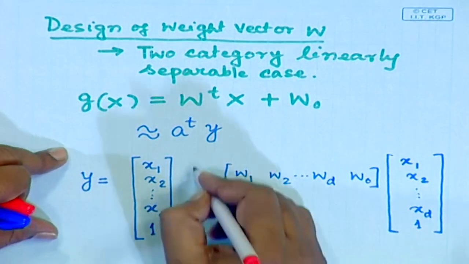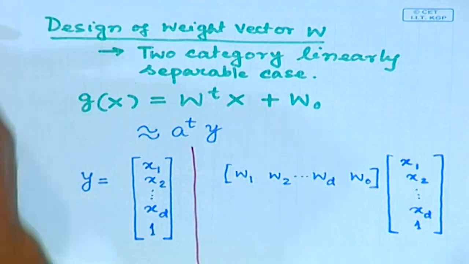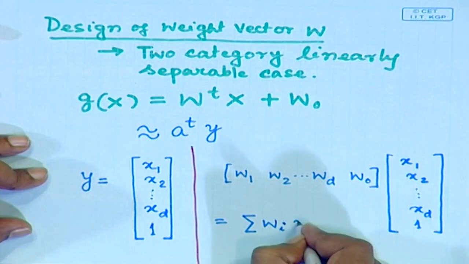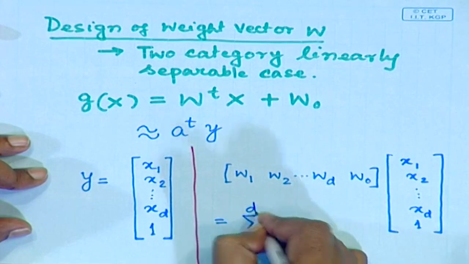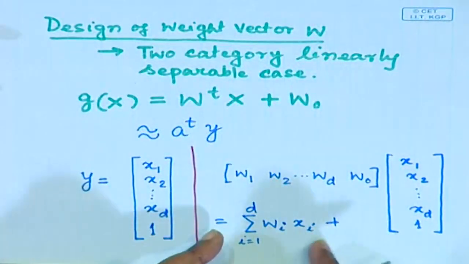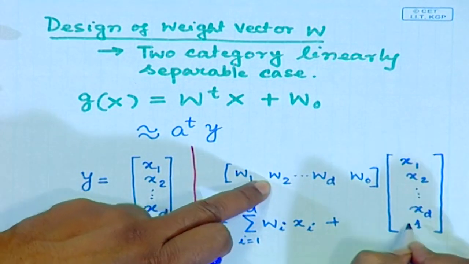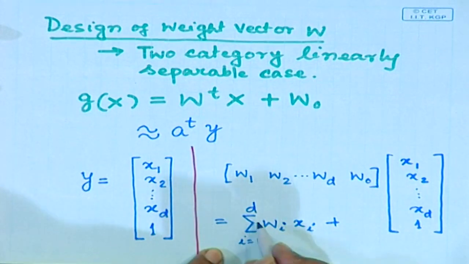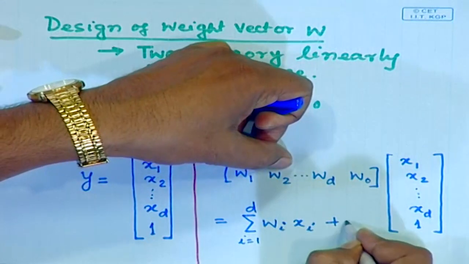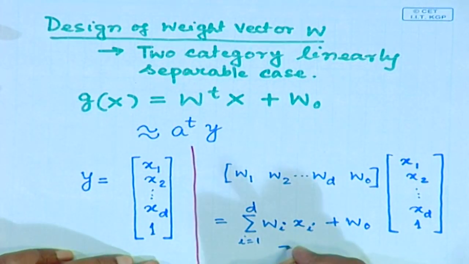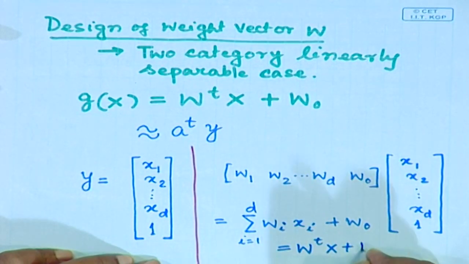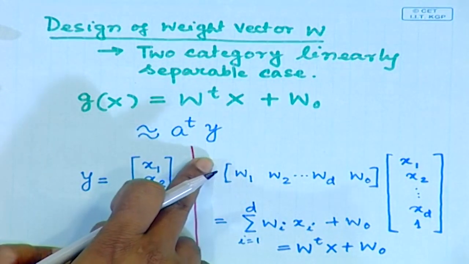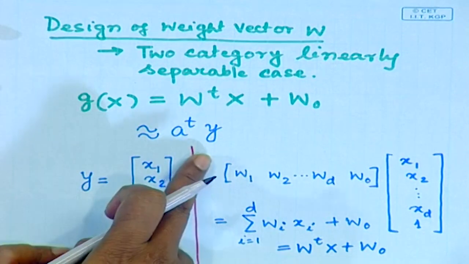So, if you do this multiplication, this multiplication is nothing but the summation of W i x i, i varying from 1 to d, plus W naught into 1. Up to d components are taken care of by this summation term: x 1 W 1 plus x 2 W 2 plus x 3 W 3 up to plus x d W d. So, plus W naught, right, which is nothing but W transpose x plus W naught. So, I get exactly the same expression as this. The only thing I have to do is augment 1 to the feature vector x, giving me an augmented feature vector y.